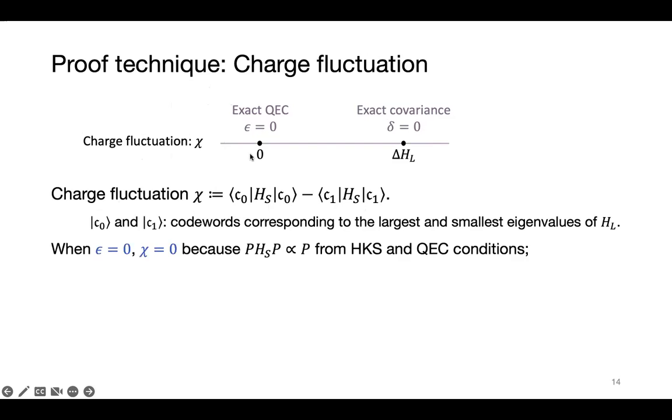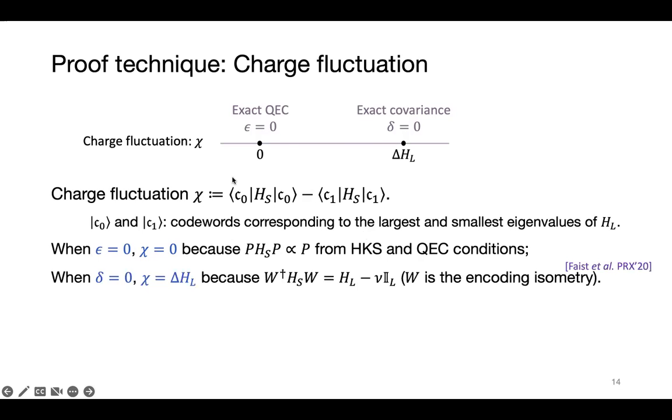And when epsilon is 0, that means when the code is exact error correcting, one can use the quantum error correction condition to prove that chi has to be 0. And when delta is 0, that means the code is exactly covariant, and one can also prove that chi has to be delta HL, which is positive, because this physical Hamiltonian must be mapped to the logical Hamiltonian if the code is exactly covariant.